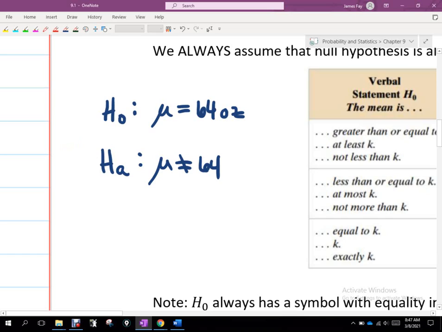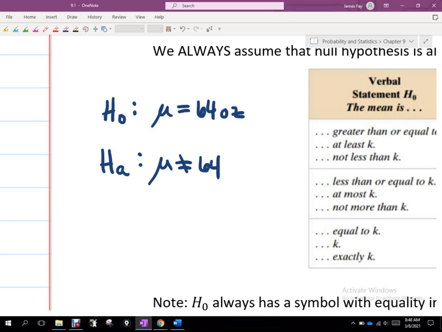Now, if I just say like 63.999, that's less than 64, but will it be enough? Will it be significantly lower than 64 that we can actually reject the null hypothesis? So that's an opposing viewpoint.